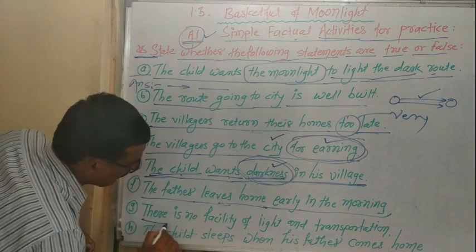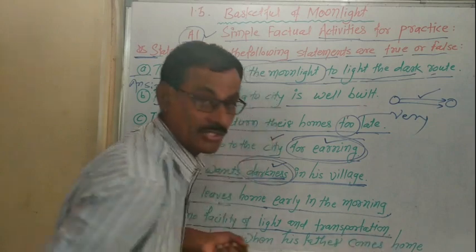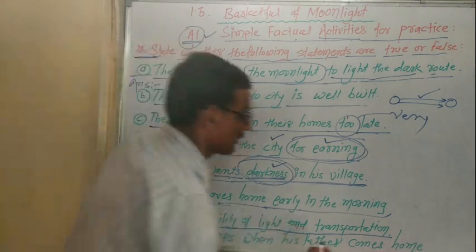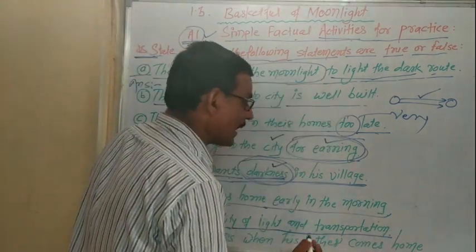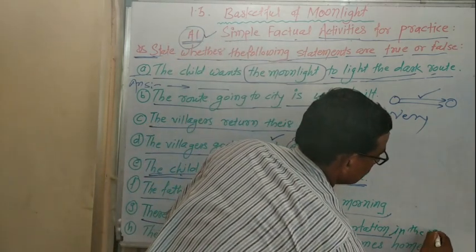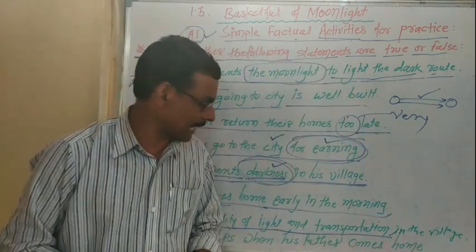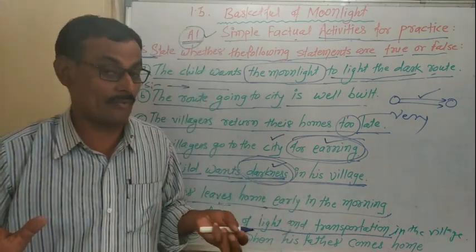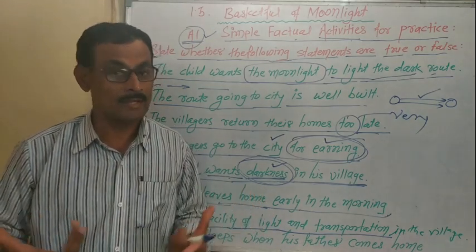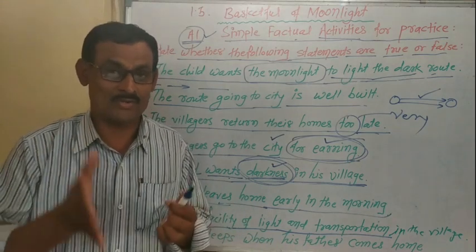The next one: there is no facility of light and transportation in the village. We can easily understand the meaning, that there is no facility at all of any electricity and transportation in the village. I don't know whether the statement is true or false. You just have to decide.